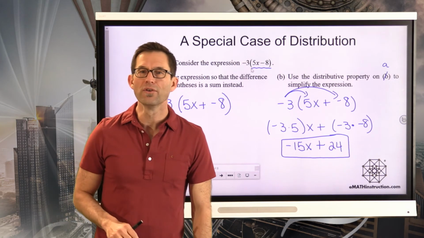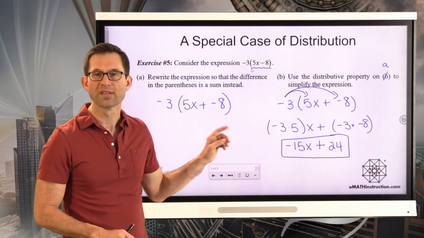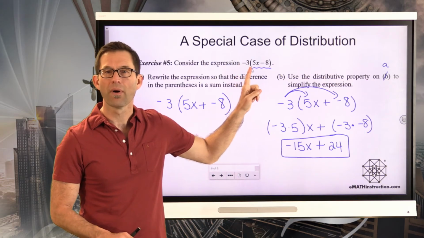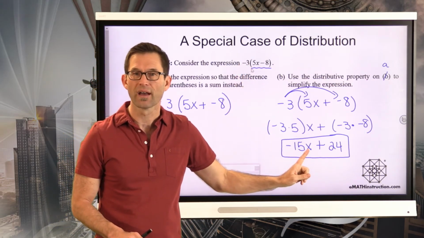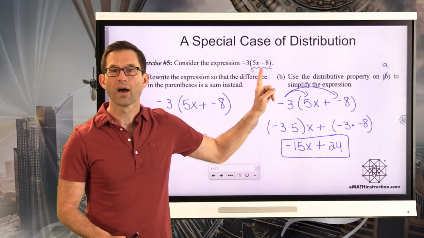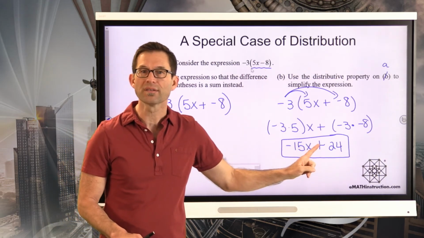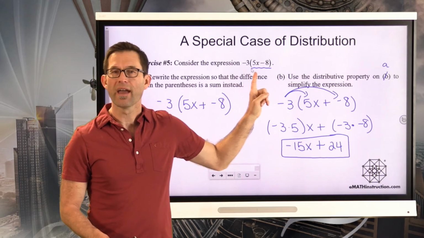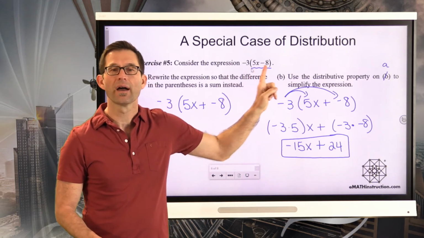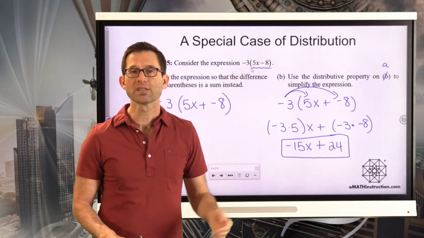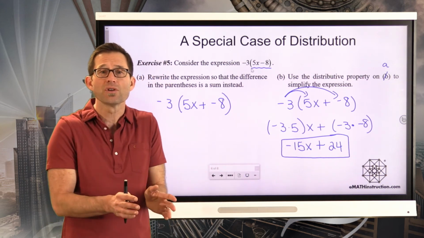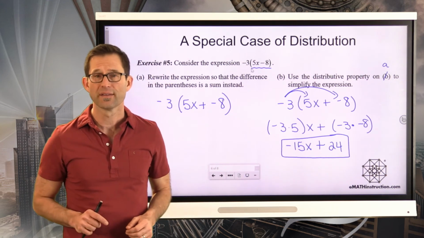Now, I'd like you to be able to do this without having to write all of this down, by simply just thinking, oh, I've got a negative 3 times a positive 5 is a negative 15x. Then a negative 3 times a negative 8 is a plus 24. When we multiply through by a negative, the sign of everything inside changes. Something that's positive becomes a negative, a subtraction becomes an addition, an addition becomes a subtraction, etc.